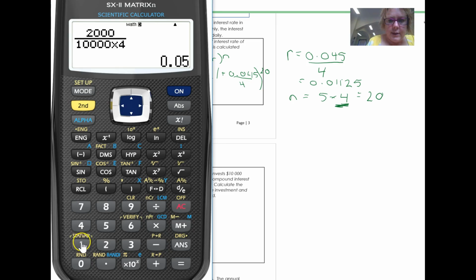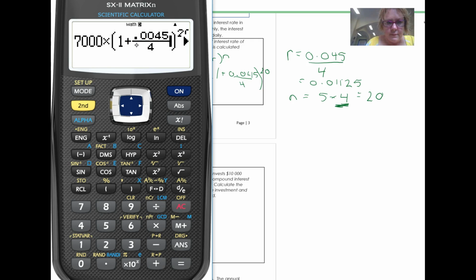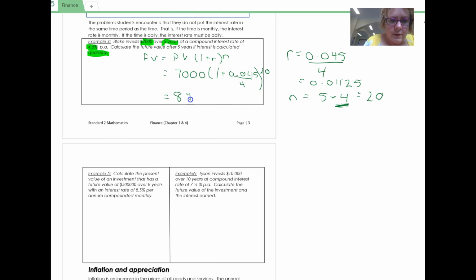Let's do that on our calculator. 7,000 times all in 1 plus 0.045 on 4. Geez, I love these calculators. To the power of, where's that button here? 20. I think I've got one too many zeros there. I do. There we go, $8,755. And now if they said what's the interest, you know that you would minus $7,000.